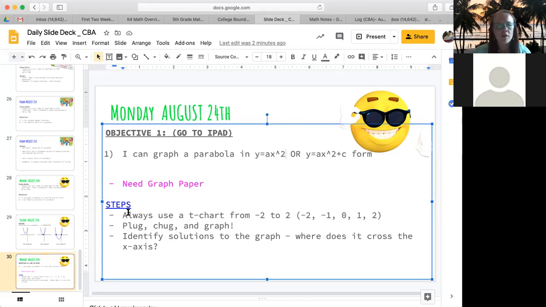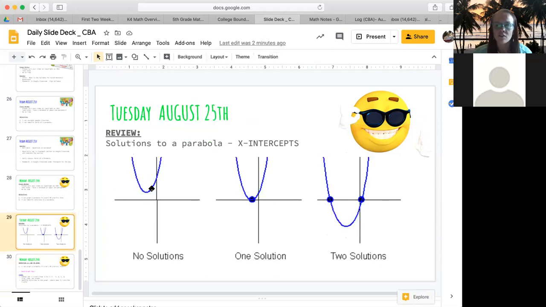So the steps here: always use a t-chart to plug in from -2 to 2. Then just plug, chug, and graph. I'll explain that in a second, but basically you're just going to plug it in, evaluate it, and then graph it. And then the final thing is identifying the solutions. Where does it cross the x-axis, if it crosses at all? Remember, we talked about this here. You're going to identify: is there no solution? Is there 1 solution? Are there 2 solutions? If they have solutions, what are they?